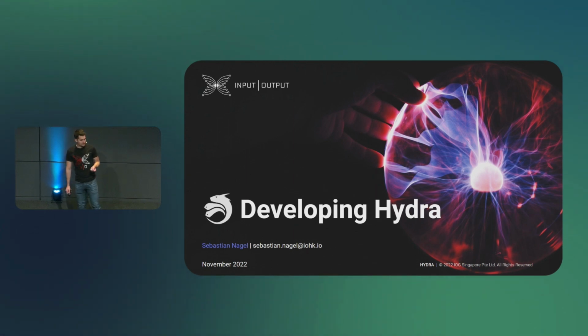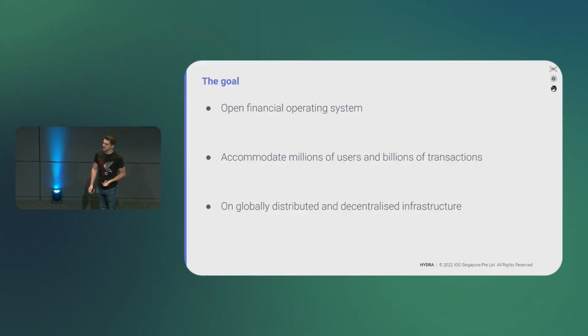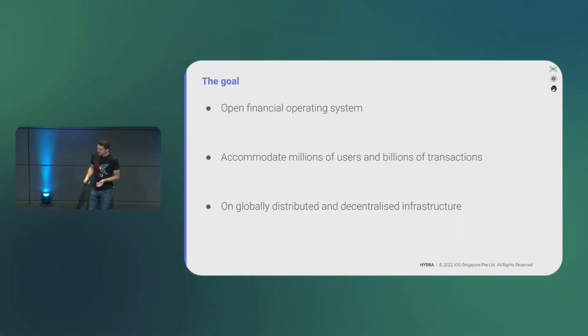I always start with why, and I couldn't have wished for a better introduction than Empower. Really, why are we here? We really want to build an open financial operating system, making a new platform for millions of users, empowering and decentralizing finance for a globally distributed and decentralized world.